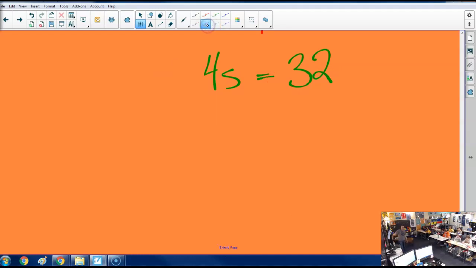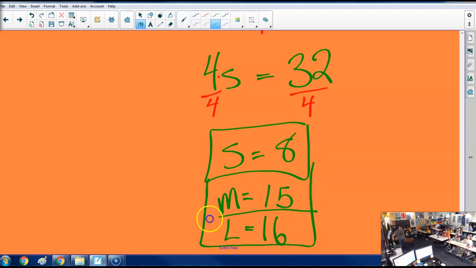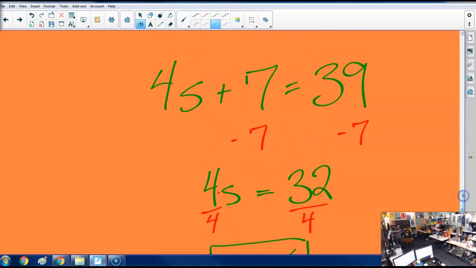That's too many papers. We have 4 times S, so we're wondering what number times 4 equals 32. If we don't know that offhand, divide by 4 to get there. And S equals 8. So then M equals 15, and L equals 16, like we just found. Now, to those of you saying, wait, I thought it was 39. It was, together, until we subtracted the 7 from the medium side. Remember here, we're trying to get rid of the extra number that we don't want. That's why we subtracted the 7, but we had to do it over here also.